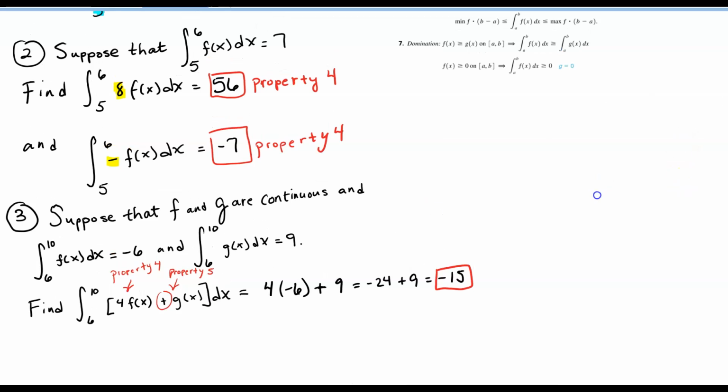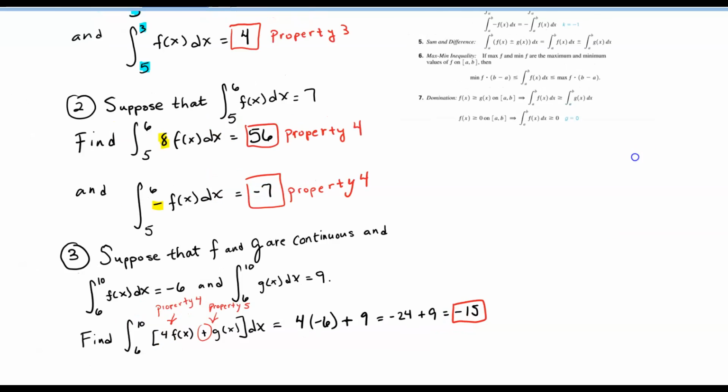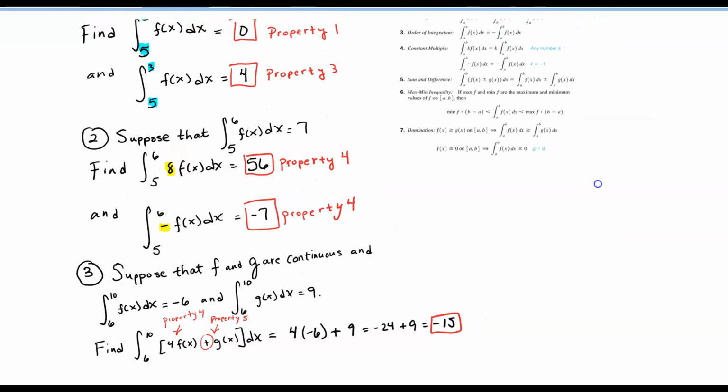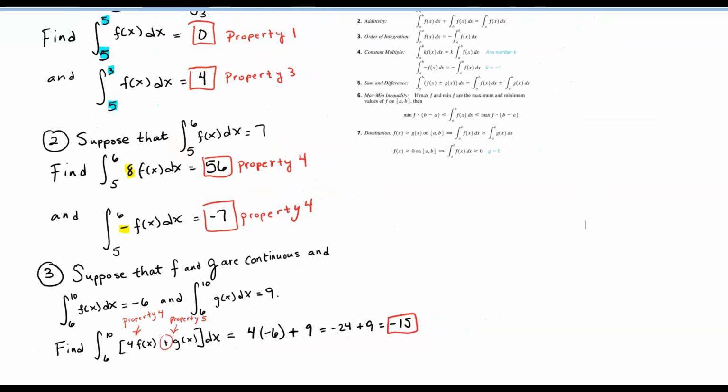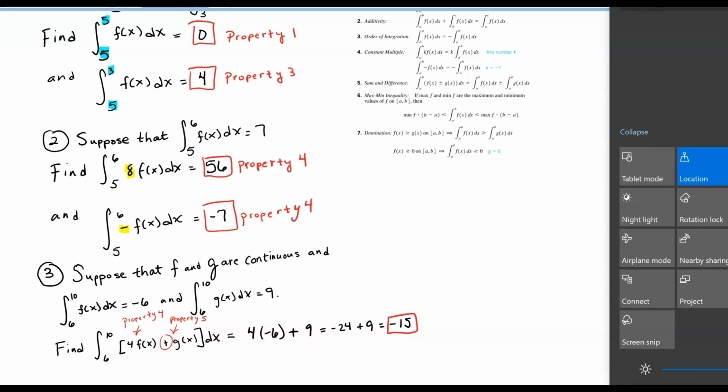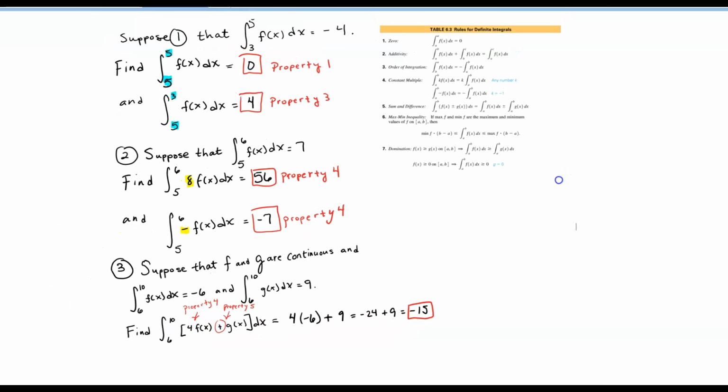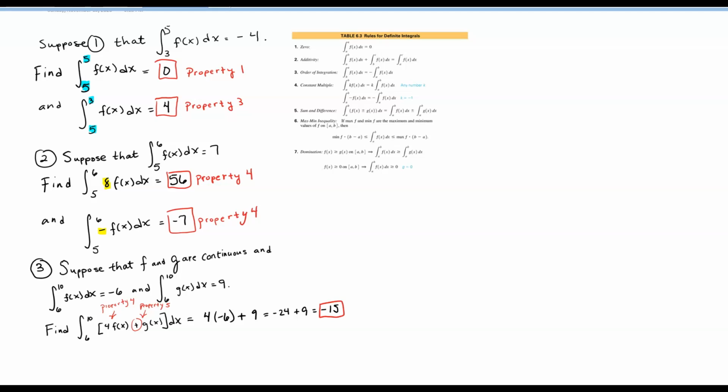Again, we're given the integrals already, so we kind of just work and apply with the properties, if you will. All right, nothing to it. Again, those properties, really nice to review. So please go over those.